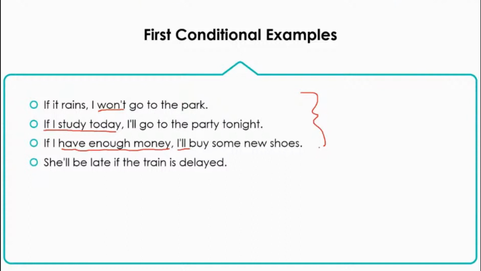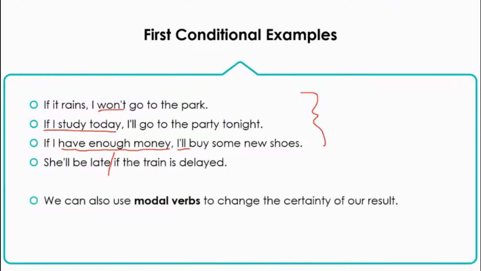Another example where we've switched our clauses. So instead of if, then we're switching. She'll be late if the train is delayed. And remember, we could also say, if the train is delayed, she'll be late. We can always switch these around like this. So first conditional is a simple one.